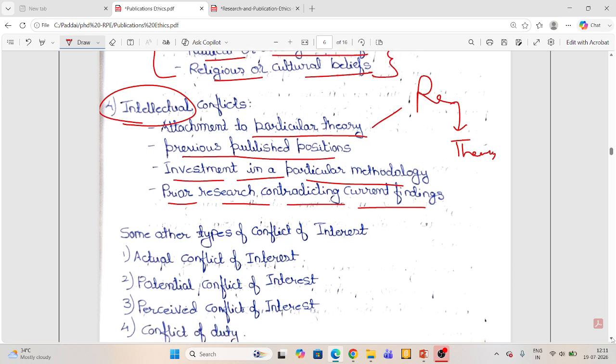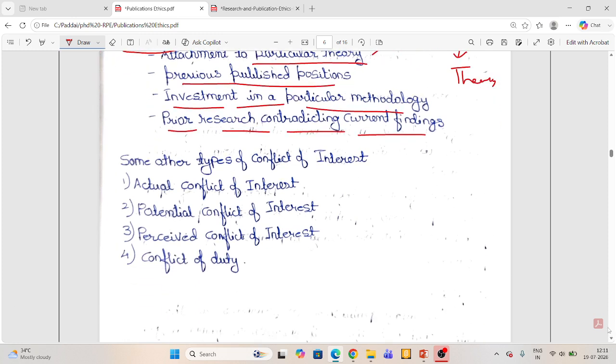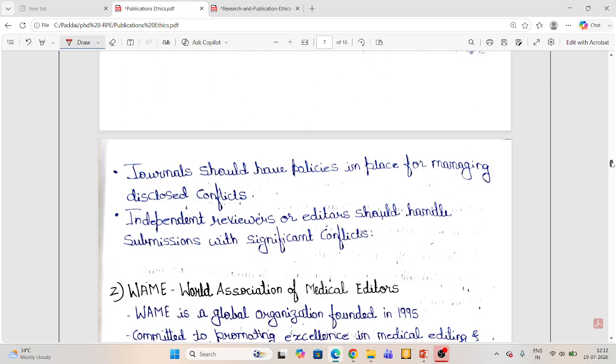Now, other than this, some more types of conflict of interest are actual conflict of interest, potential, which says there can be one, and perceived, where you are perceiving them. Conflict of duty, and actual conflict of interest is what actually exists. So this is complete conflict of interest.